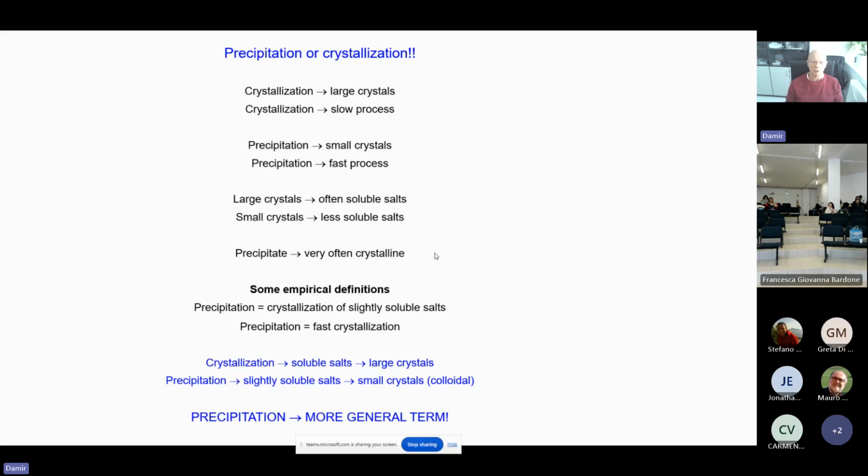And there are also some empirical rules for how to define precipitation. So very often people said precipitation is crystallization of slightly soluble salts. Also, people used to say that precipitation is fast crystallization. So we correlate crystallization with soluble salts and large crystals. Precipitation is slightly soluble salt and small crystals. And generally, my conclusion is that precipitation is the more general term, and I will, in further lectures, use this expression typically.